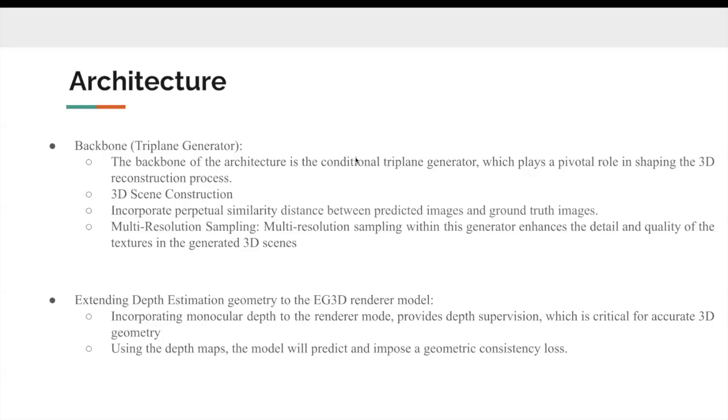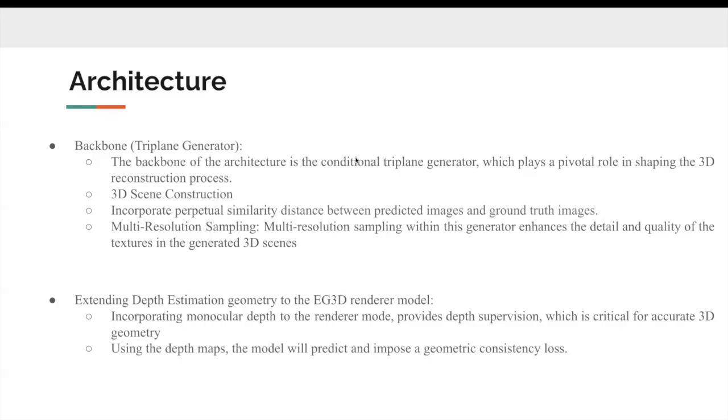We use the same triplane generator that takes the encoded features from VGG16 and the embeddings from CLIP and constructs a 3D triplane that represents different aspects of a scene: color, depth, and semantics. We also incorporate a perceptual similarity distance during our training, between the predicted image and the ground truth image, to give better quality in our outputs.